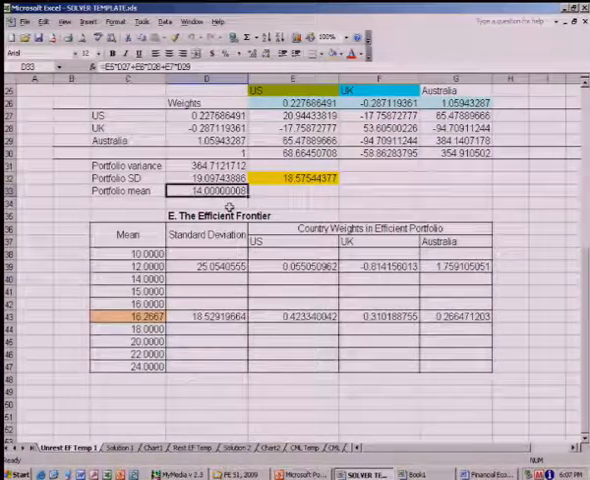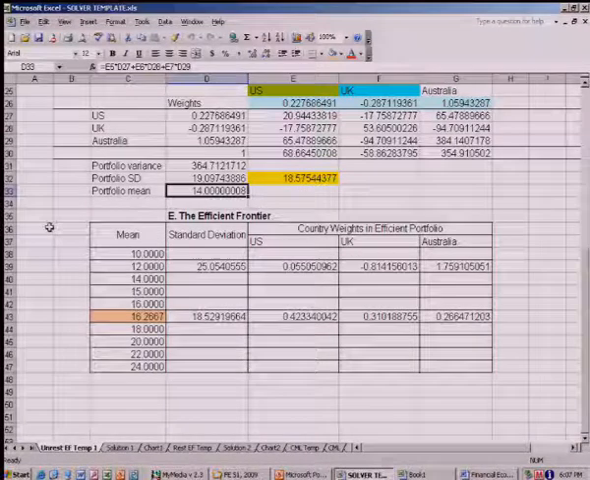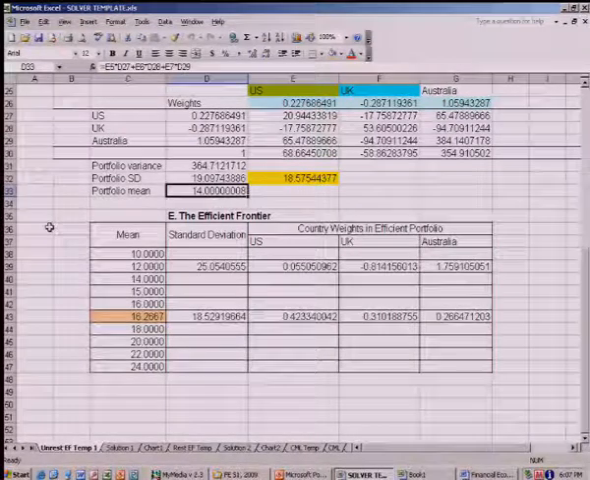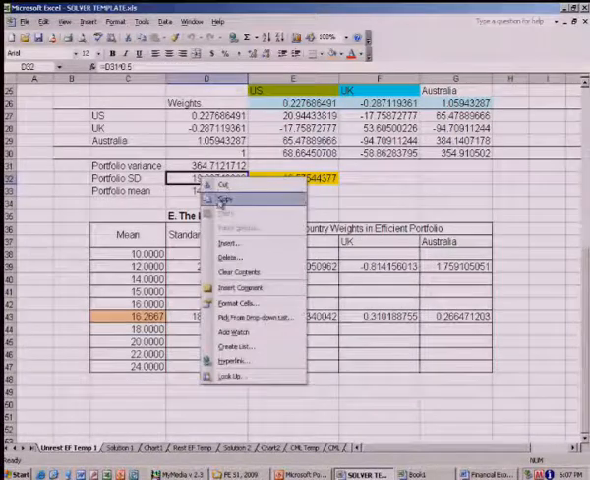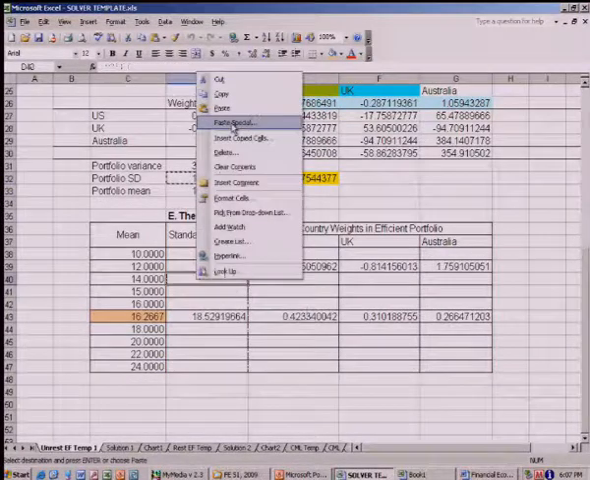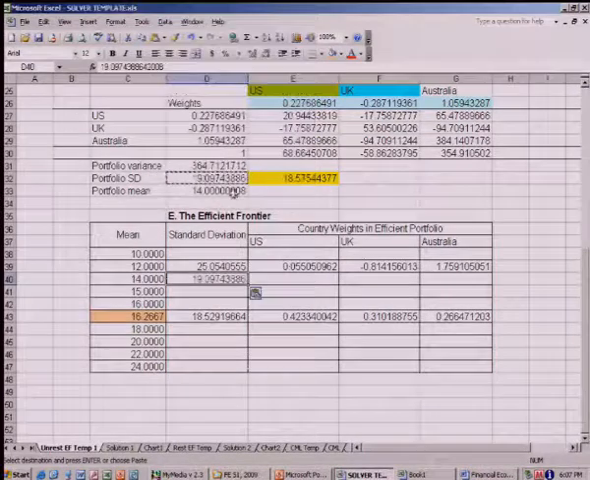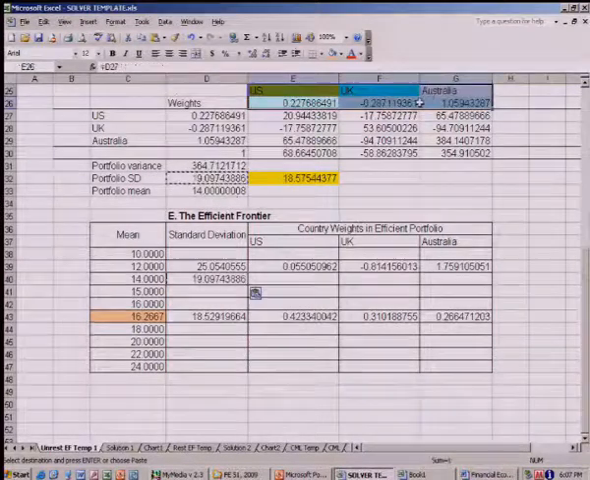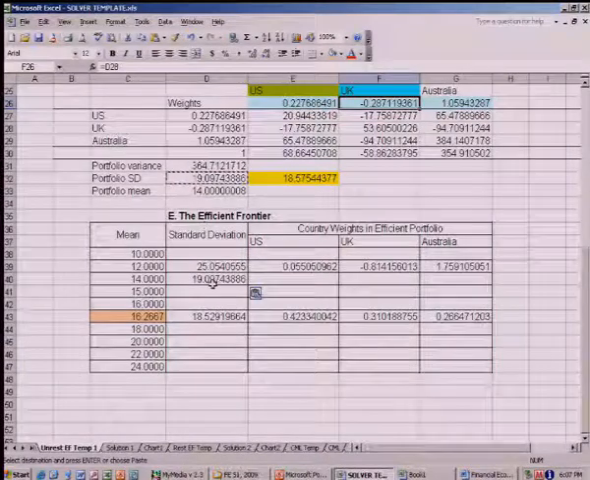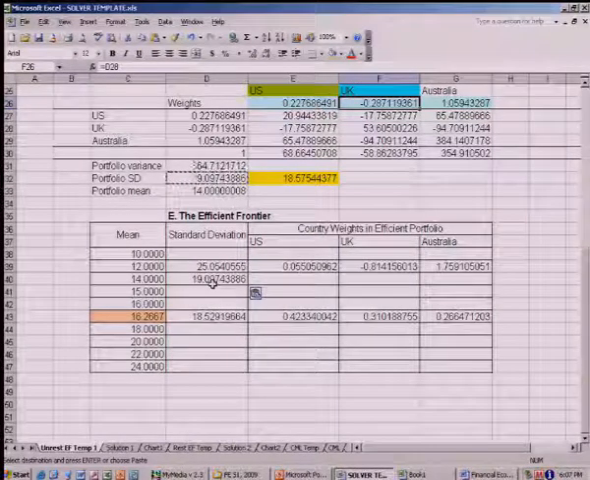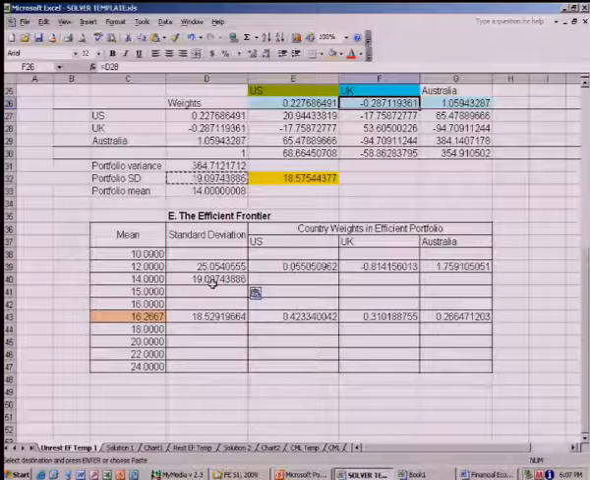So what you'll see here is that the portfolio mean is equal to 14, but it's done in such a way that your portfolio standard deviation has been minimized. You copy and paste special that, and then you also copy and paste special the weights. I'm not going to do that now, and you have to keep repeating the process. You okay with this? I don't have to repeat it one more time?